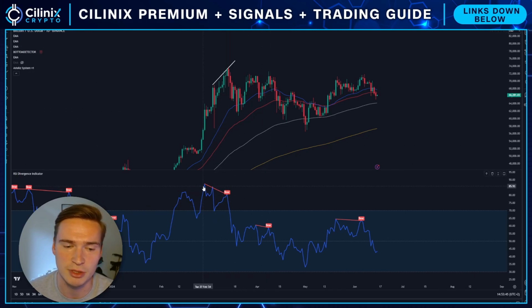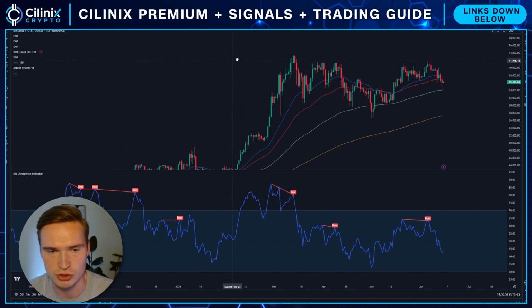Price is still going up, but the relative strength is dropping down, so it's more likely that we'll get some sort of a turnaround or some sort of a pullback.